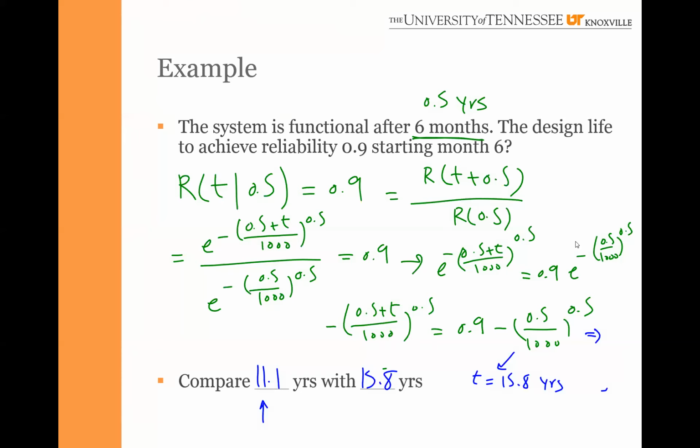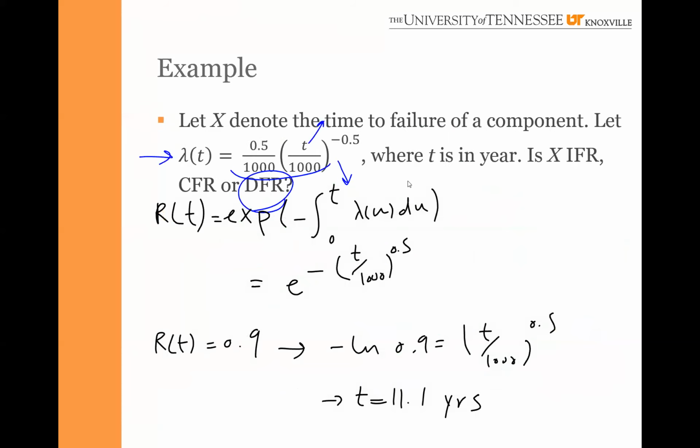Now, imagine this is the product that you ship out. If you want to have 90% reliability, now you can let this component run for 15.8 years. So you get almost 4 years extra for making sure that it runs the first 6 months. And that's because you have a decreasing failure rate. So this is one way of getting over this hump.